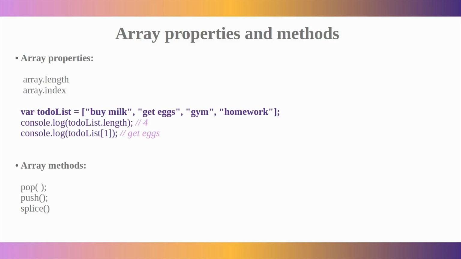The index property of an array returns an item located at a specific position in an array, and the index of an item in an array starts at position 0, just as the index of a character in a string starts at position 0. And toDoList dot the index position 1 returns the string "get eggs."